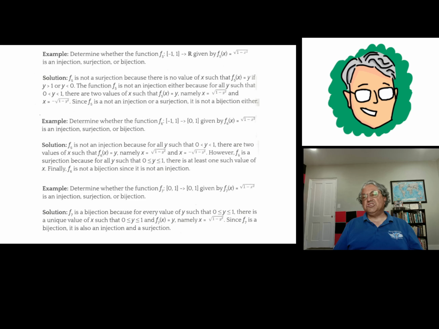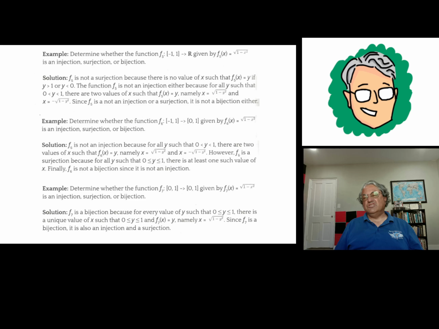But is it an injection? Well, no, it's not an injection for the same reason example 5 was not an injection. Again, you're going to have 2 values of x that give you the same value of y. You can just take the negative of any value of x that gives you a particular value of y, just like you did for example 5. So it's not an injection, so therefore it's not a bijection either. But it is a surjection. Last example.